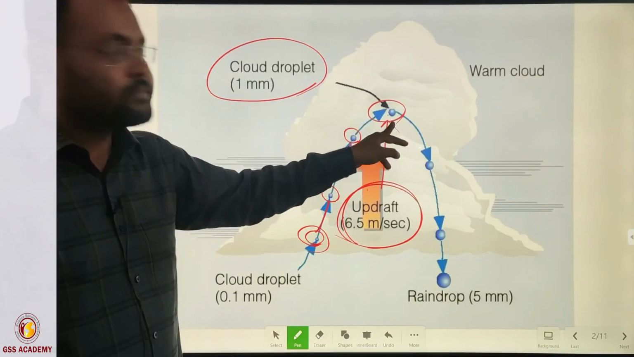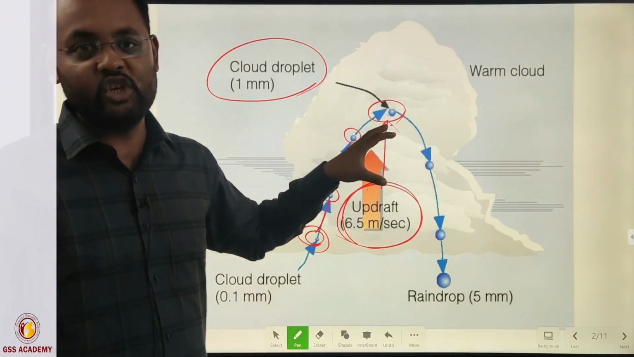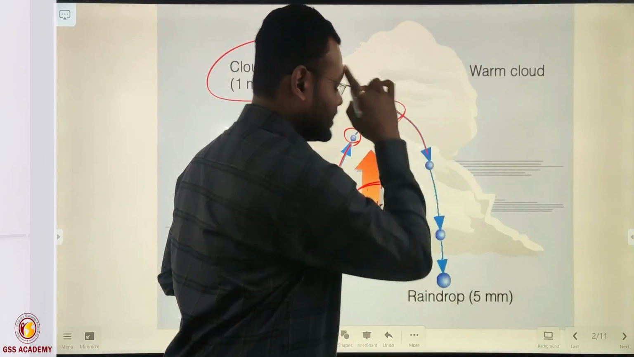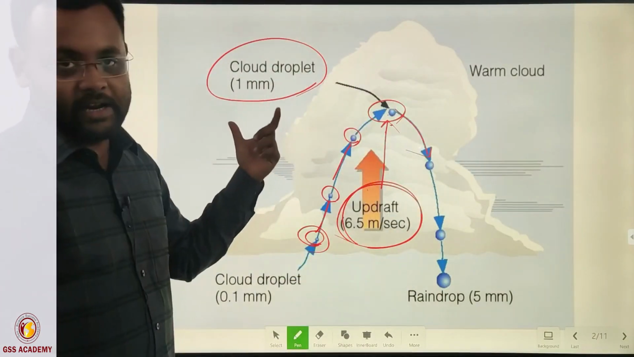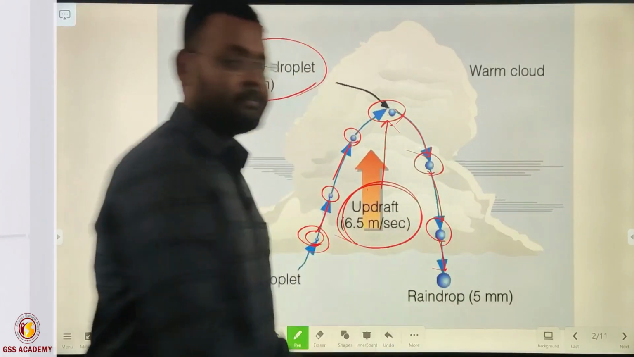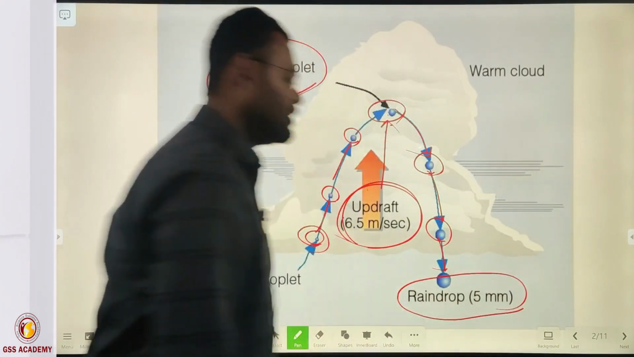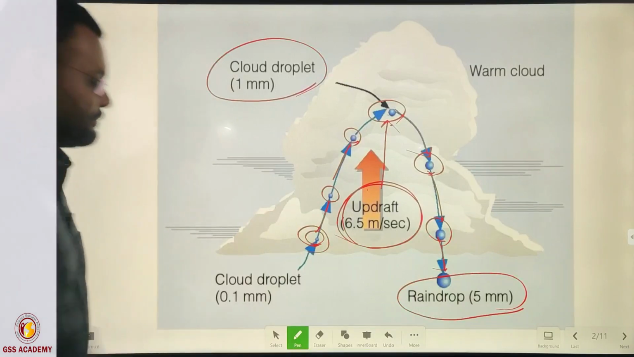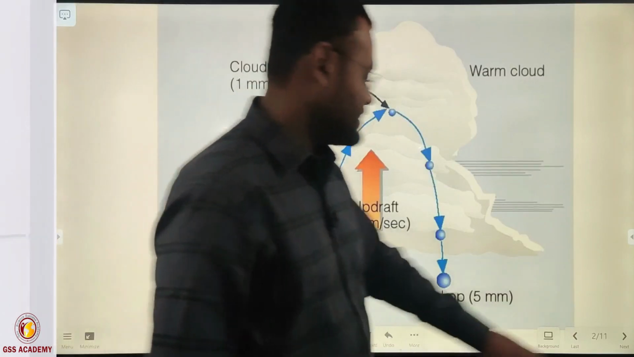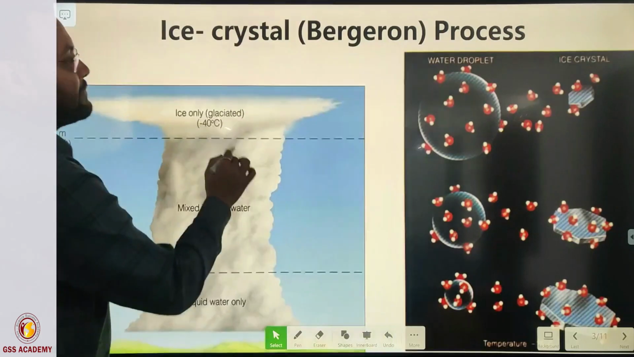And if the size of the cloud droplet increases slightly more than that, then the updraft cannot hold this particular droplet, and instead this droplet will start to fall, and by the time this droplet reaches the earth surface, its size will be approximately 5 mm. So this is the collision and coalescence process. Next is your ice crystal process or Bergeron process.